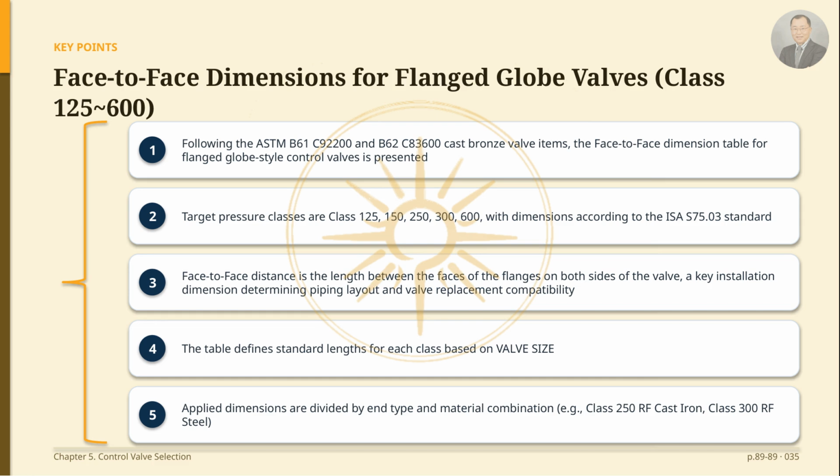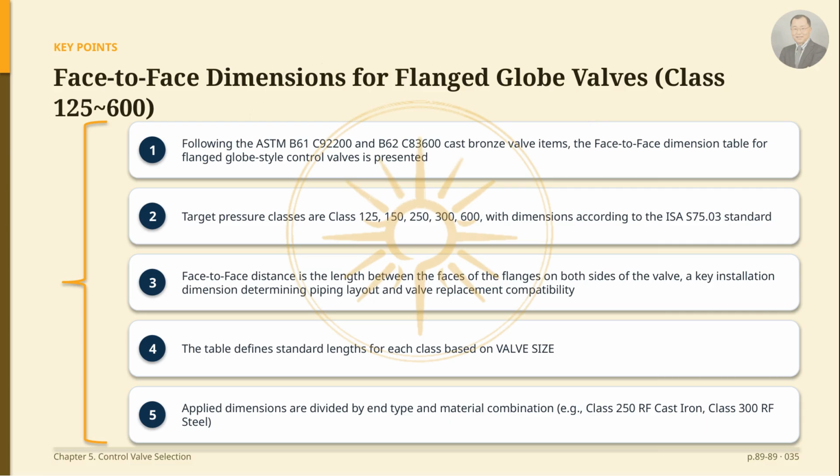Face-to-face distance refers to the length between the faces of the flanges on both sides of the valve. This is a critical installation dimension that determines compatibility when designing piping layouts or replacing an existing valve in the same spot. The table defines standard lengths for each pressure class based on the valve size. The applicable dimensions vary depending on the end type and material combination.